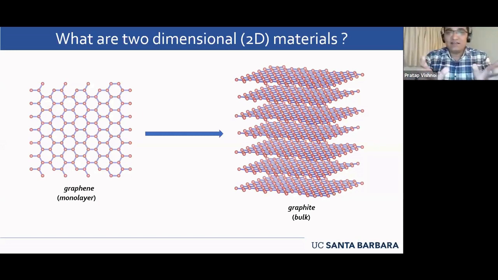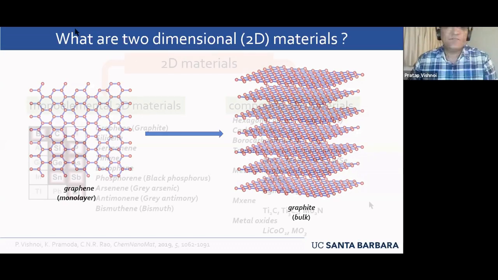But how to do it is not that easy, but I will come to that in some time, how to separate a layer out of it. But right now, you can compare this with a deck of playing cards, which has, I think, 52 or 55 cards. Take one card out, that is equivalent to graphene. But it's not 52, it will be several thousand layers in the graphite chunk.